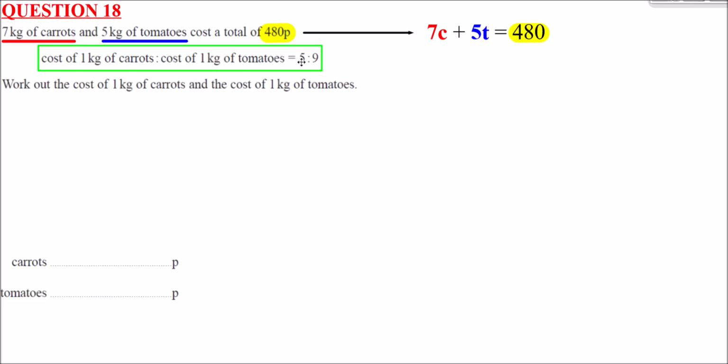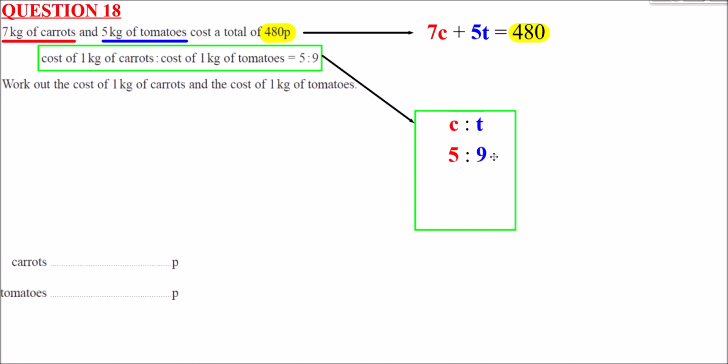So let's just think about this in a bit more depth. 5 to 9 is a slightly awkward ratio. So if I just take this to one side, carrots to tomatoes 5 to 9, what we could do here is find the relative cost of tomatoes compared to 1 kilogram of carrots. So if I take the carrots and divide by 5, and therefore divide the 9 by 5, I can get this into a ratio of 1 to n. So 5 divided by 5 is 1, and 9 divided by 5 would give 1.8. So the ratio of cost of carrots to tomatoes is 1 to 1.8.